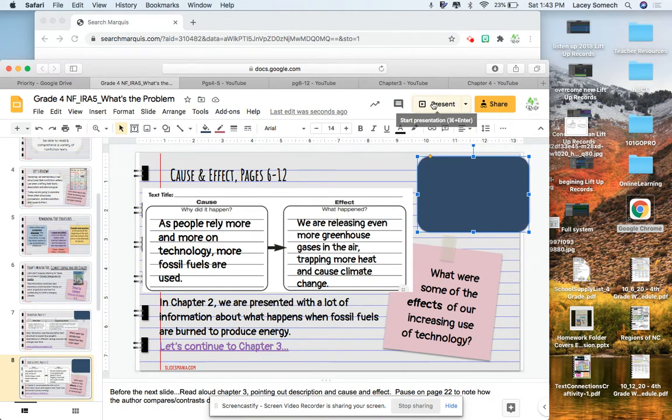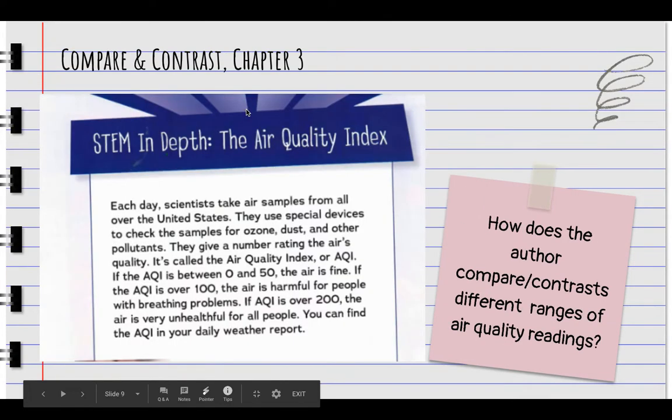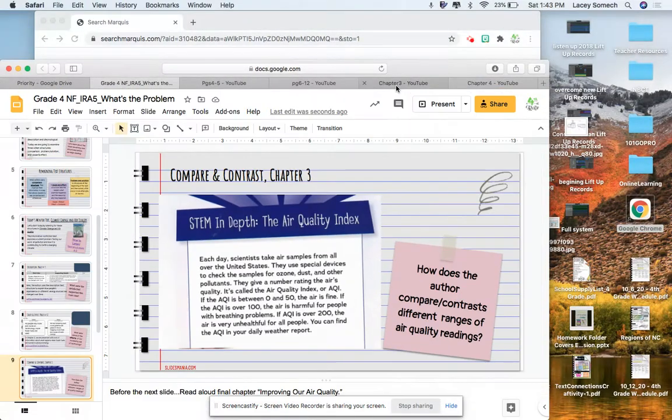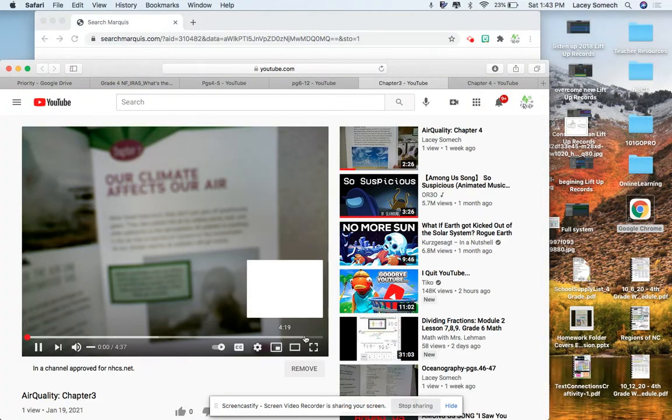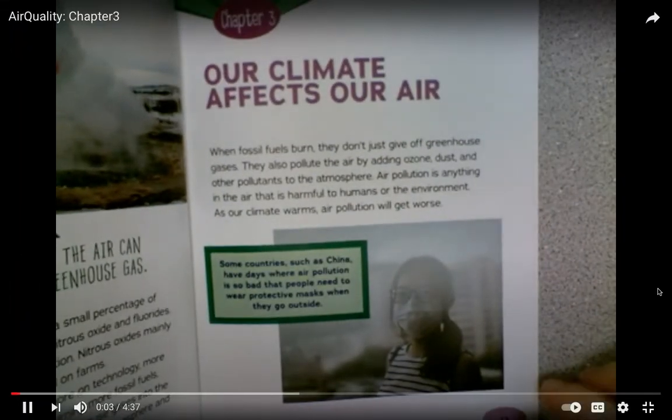Okay. Now, we're going to continue into Chapter 3 now. And I want you to kind of look into here, this compare and contrast idea into Chapter 3. All right, here we go. Our climate affects our air.